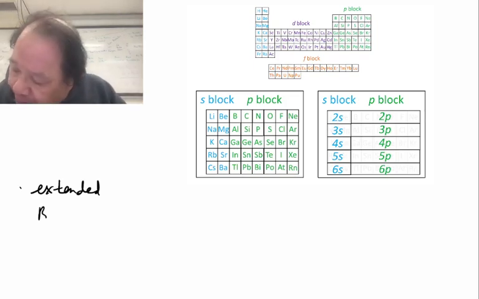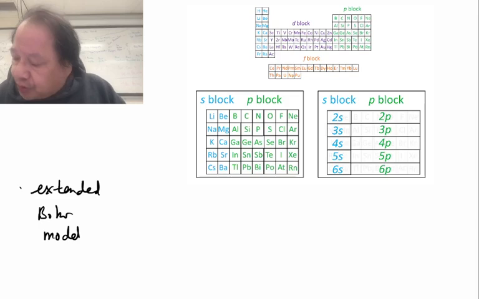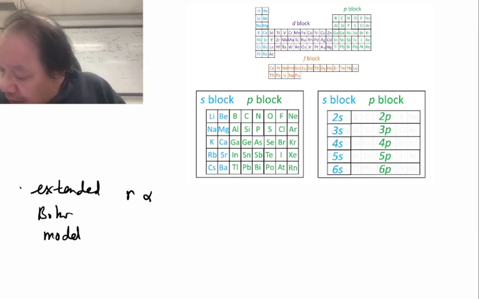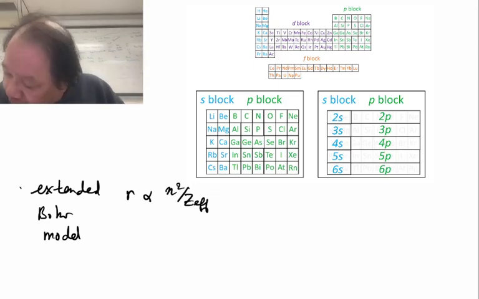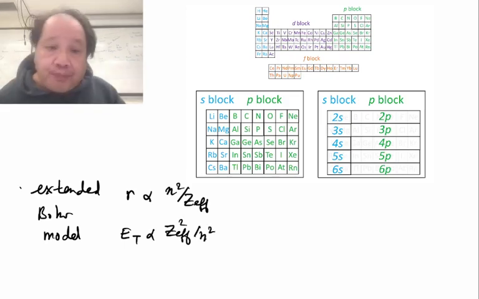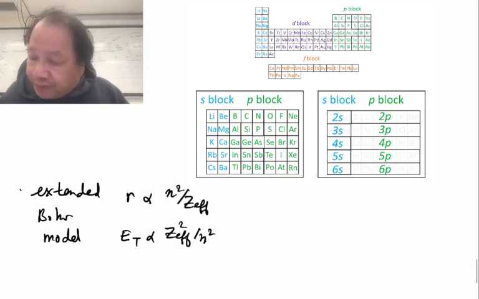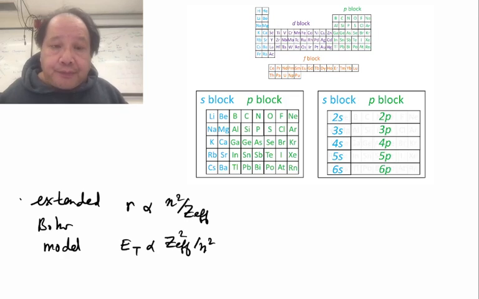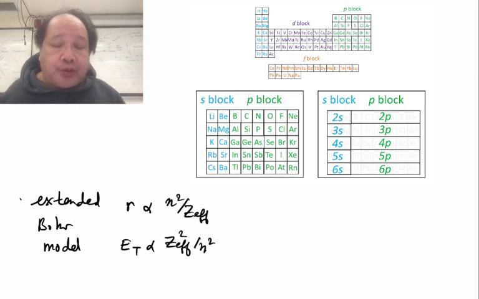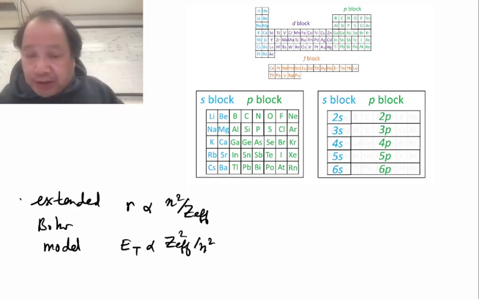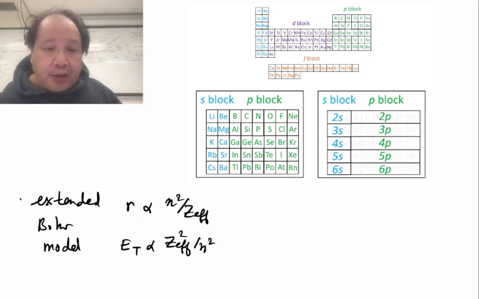The extended Bohr model has two proportionality relations that are most important. R is proportional to n squared over Z effective, and the total energy is proportional to Z effective squared over n squared. The big change from the Bohr model is that Z has been replaced by Z effective. We are connecting to the periodic table, to real elements. We're going to start making measurements on the elements themselves and see how measurements compare to R and E total.